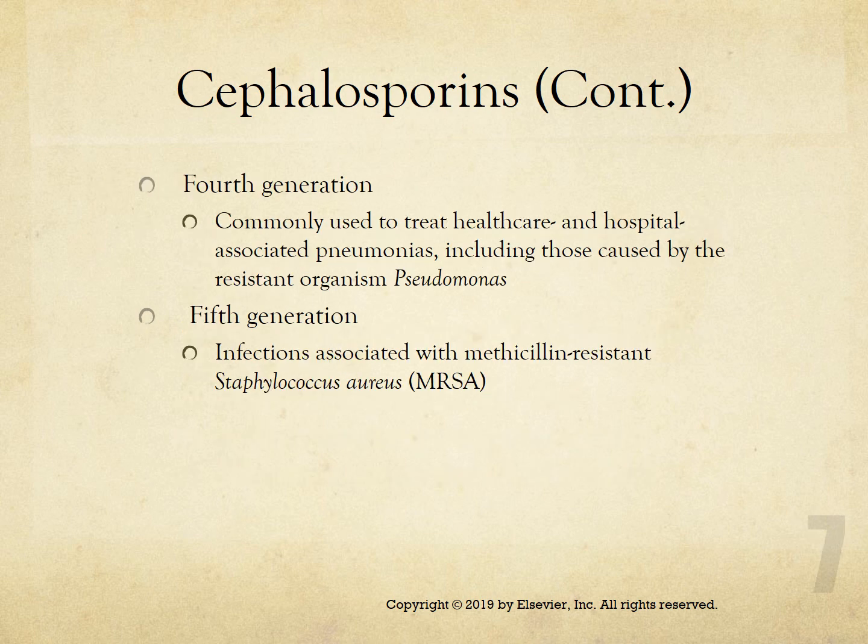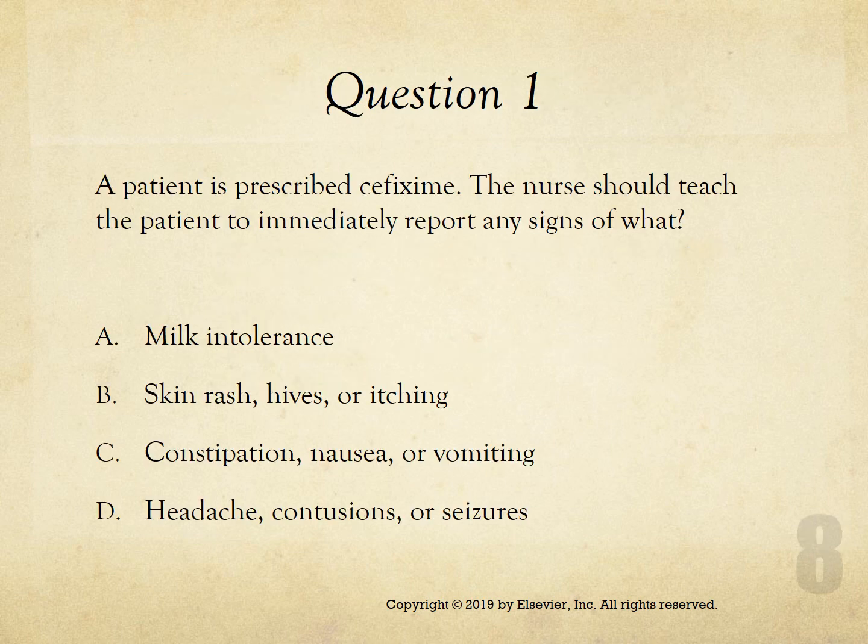Fourth and fifth generation, like I said, are usually for hospital-based infections, so we won't discuss those here. And that was a brief overview. So our one question here is if the patient is prescribed Suprax, what would you want to teach the patient to report right away?